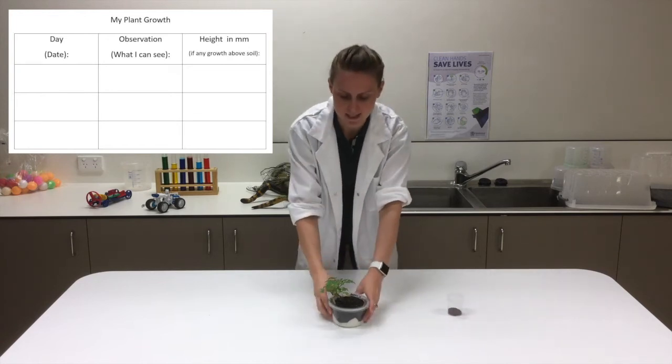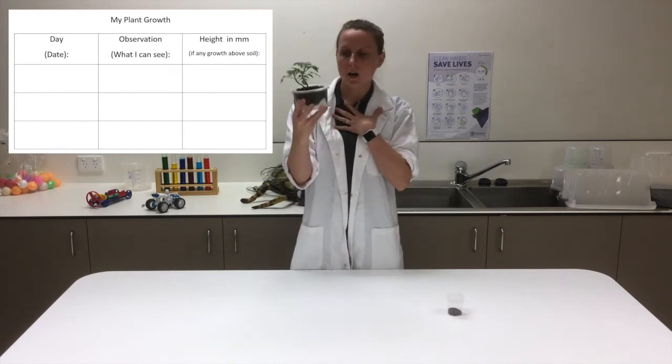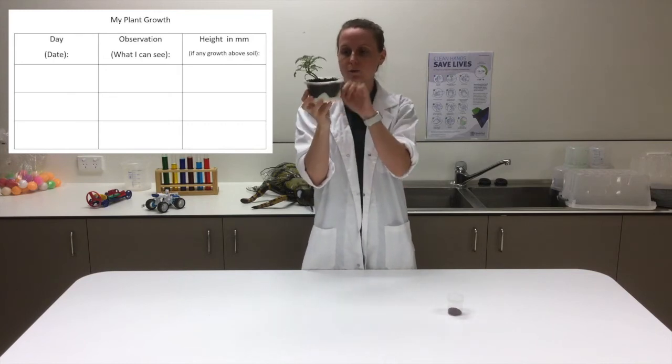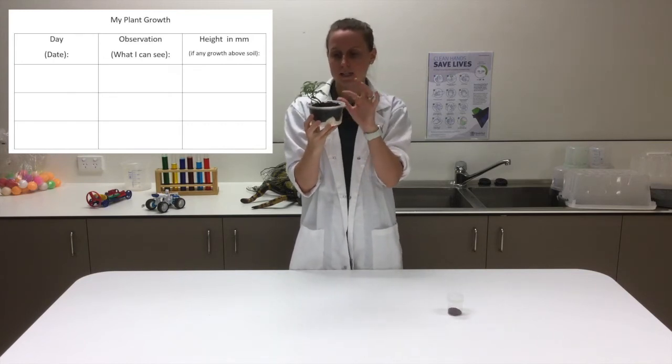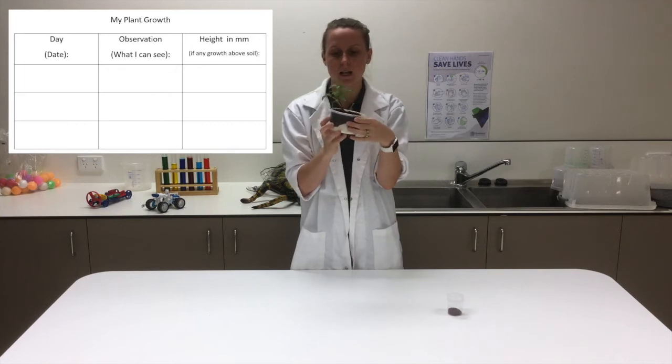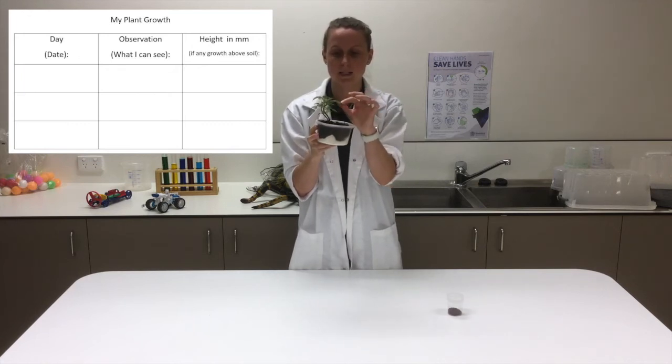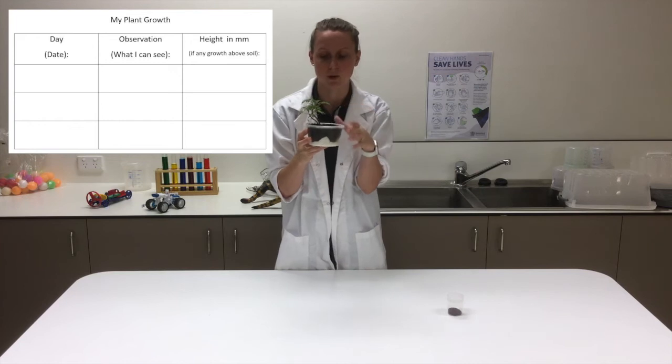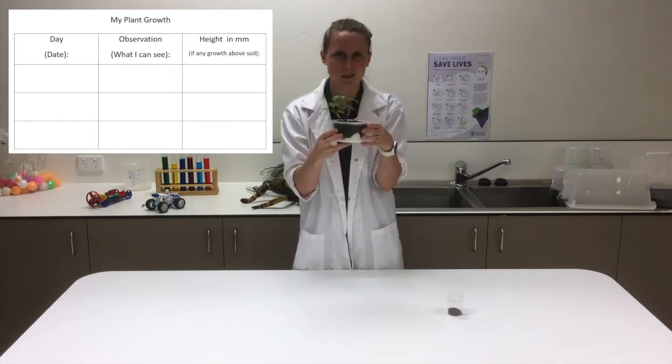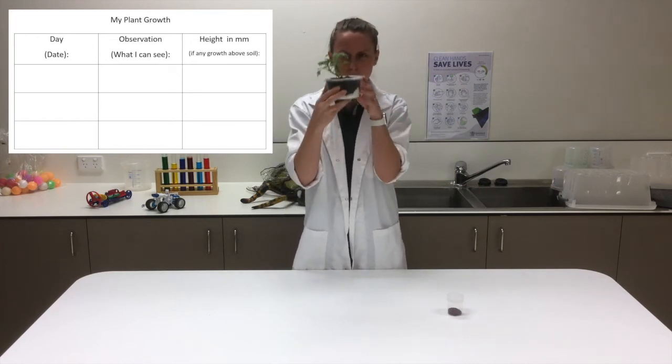So if I was to write down what I could see today, I can clearly see that there are roots growing through the soil. I can see that my plant has grown up through the top, and I can see that it's got some green leaves on it at the moment. But I don't see any fruit or vegetables growing yet.